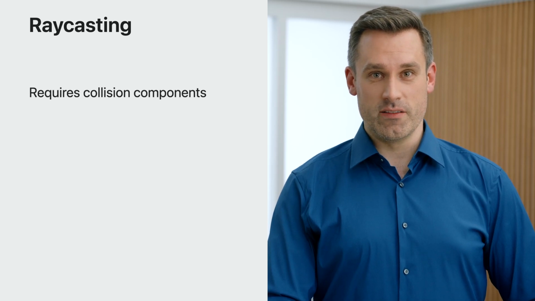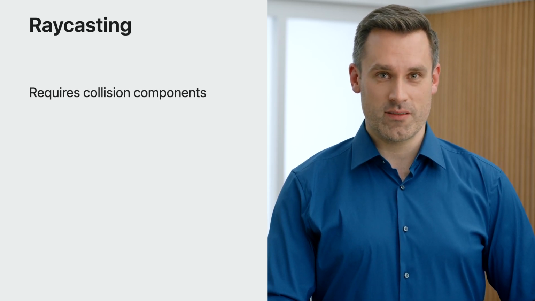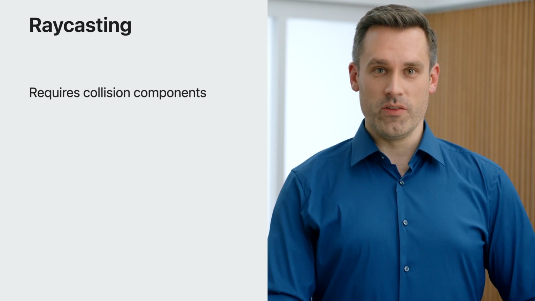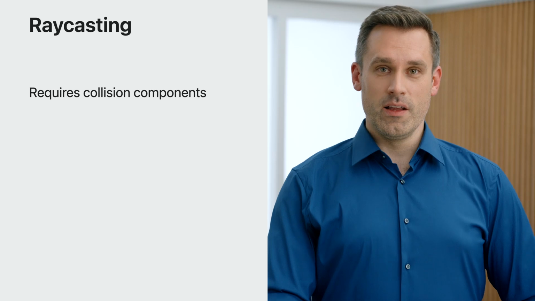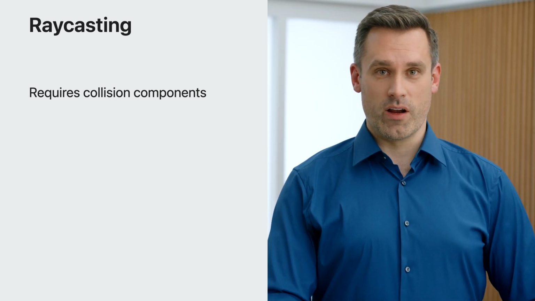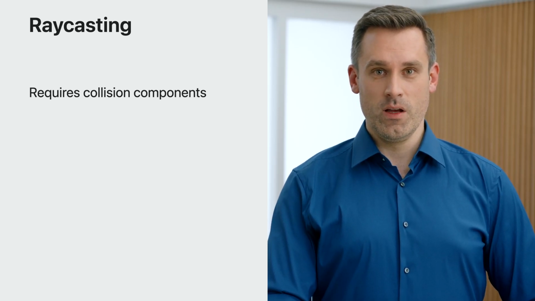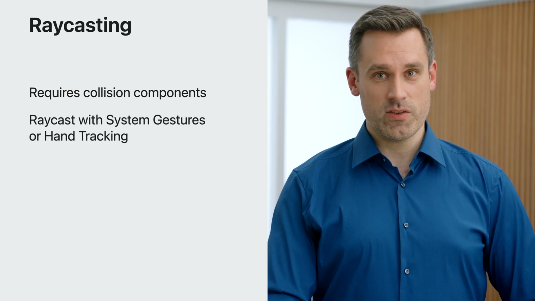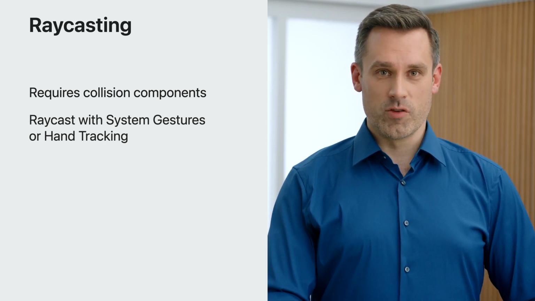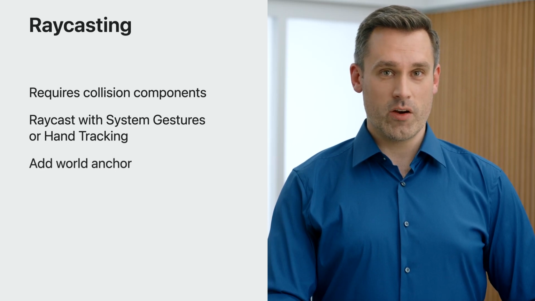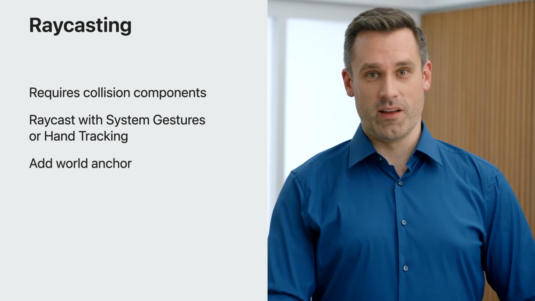There are various ways to set up raycasting. Fundamentally, you need to set up RealityKit's collision components to raycast against. Collision components can also be created from ARKit's mesh anchors to raycast against people's surroundings. Let's explore two examples how to raycast for spatial computing. First, using system gestures, and the second, using hands data. After obtaining a position, we can place an ARKit world anchor to keep our content anchored.